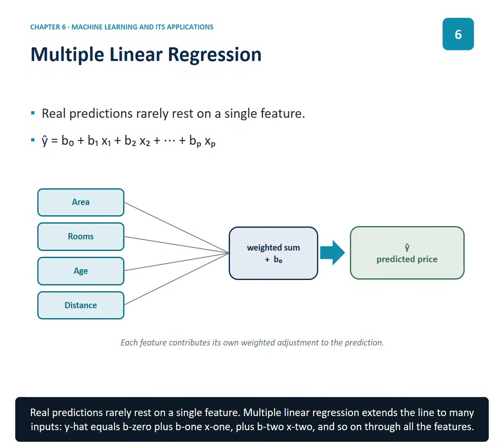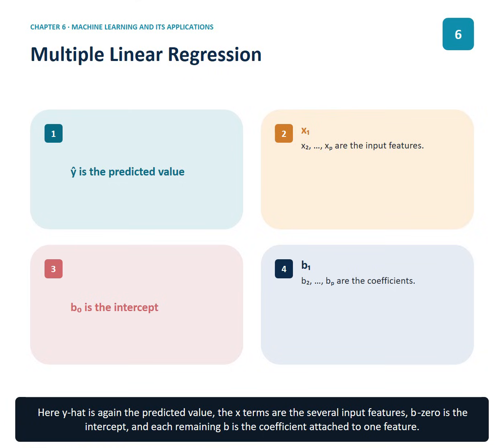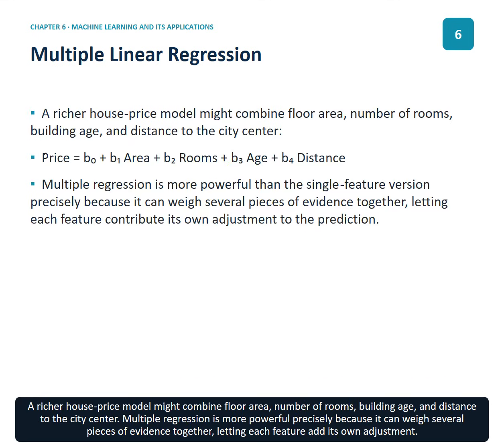Y hat equals B0 plus B1 x1 plus B2 x2, and so on through all the features. Here y hat is again the predicted value. The x terms are the several input features. B0 is the intercept, and each remaining b is the coefficient attached to one feature. A richer house price model might combine floor area, number of rooms, building age, and distance to the city center. Multiple regression is more powerful precisely because it can weigh several pieces of evidence together, letting each feature add its own adjustment.